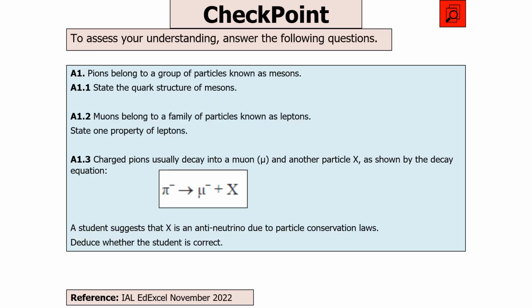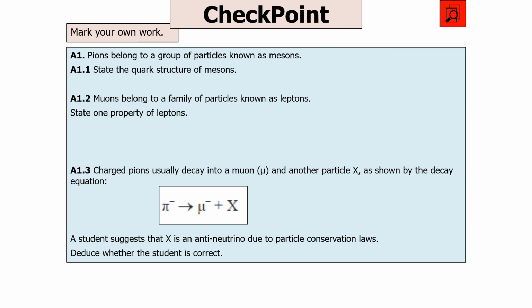The next question says, pions belong to a group of particles known as mesons. State the quark structure of mesons. Then mesons belong to a family of particles known as leptons. State one property of leptons. Then the charged pions usually decay into a muon and another particle X, as shown by this decay equation. A student suggests that X is an anti-neutrino due to particle conservation laws. Deduce whether the student is correct. So pause the video now, then unpause the video when you want to go through your answer.